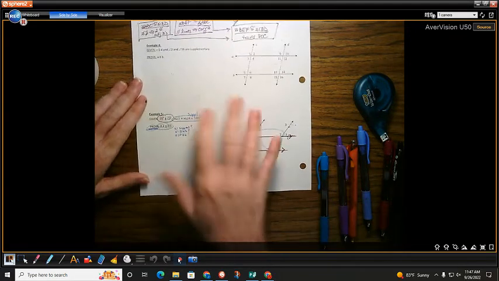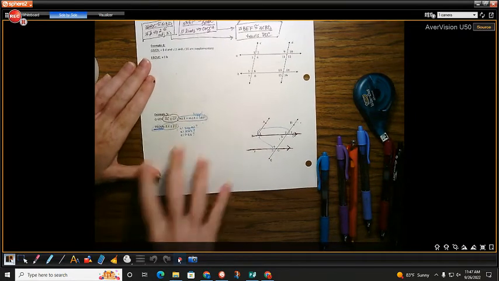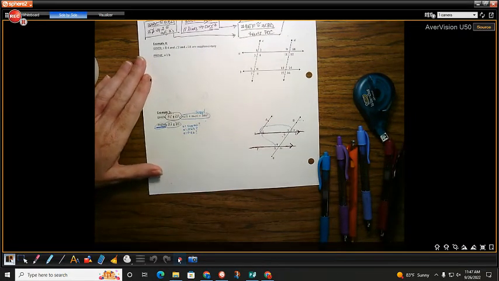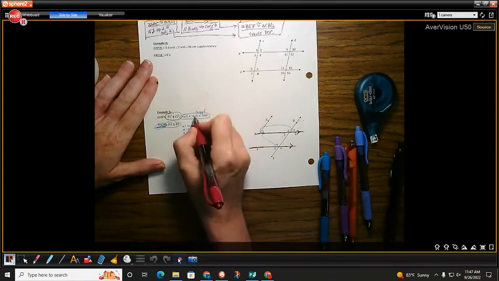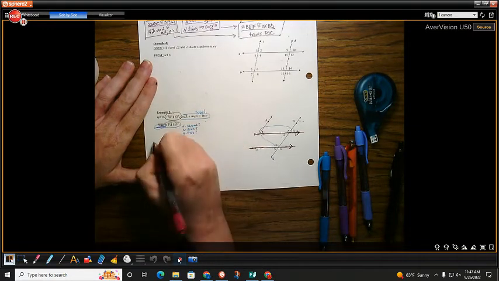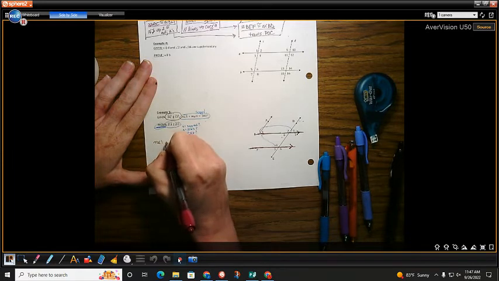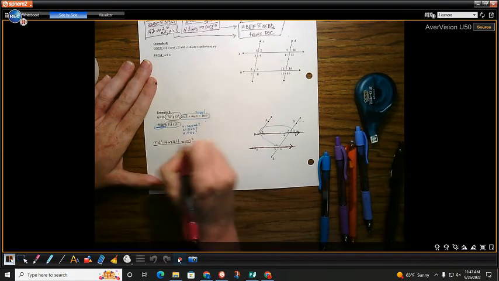So now that we know these are possibilities, let's go back to the beginning and see where our givens lead us. Which one would you like to start with? The supplementary. This guy, it doesn't start with supplementary though, does it? No. It starts with them adding 180. So the measure of angle 1 plus the measure of angle 4 equals 180. That's a given.